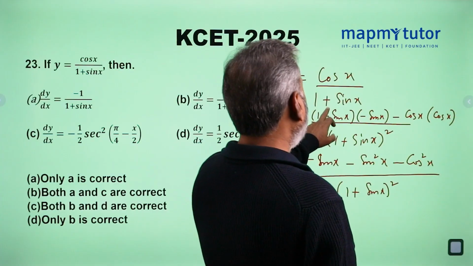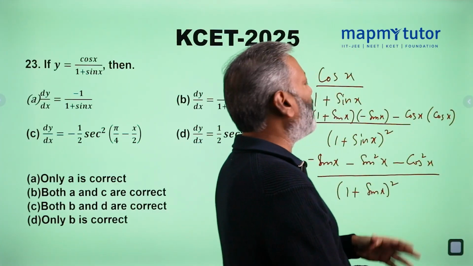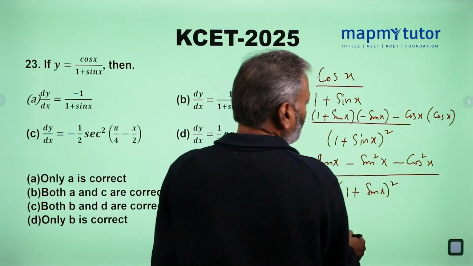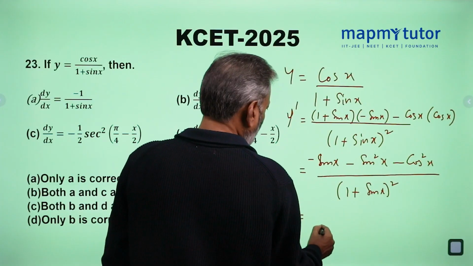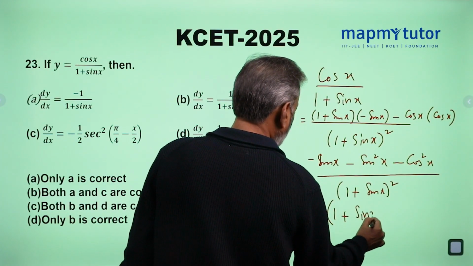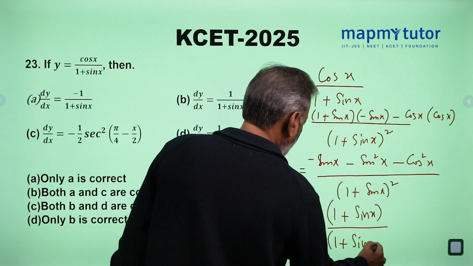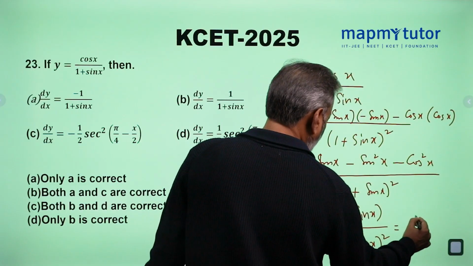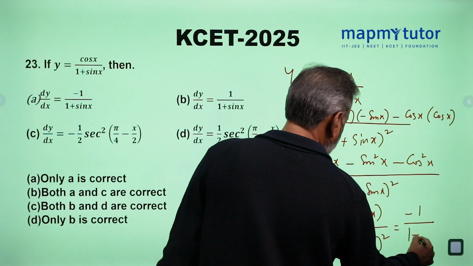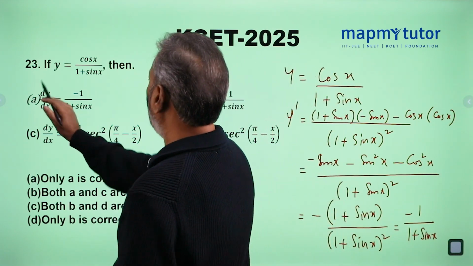So 1 plus sin x into minus sin x minus cos x into 1 plus sin x derivative, cos x only. Yes. So what is minus sin square minus cos square? Minus 1. Therefore, I'll get minus of 1 plus sin x in the numerator and 1 plus sin x whole square in the denominator. So it will be what? Minus 1 by 1 plus sin x. I got the first option.